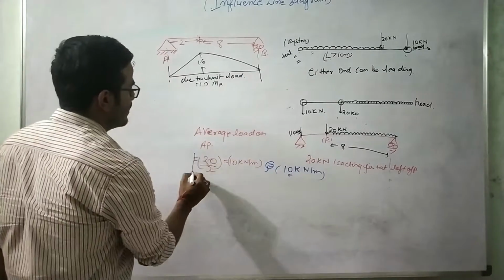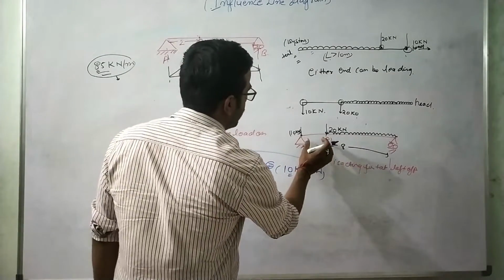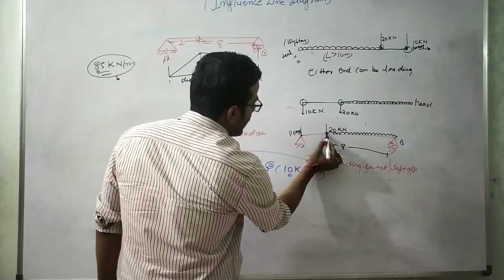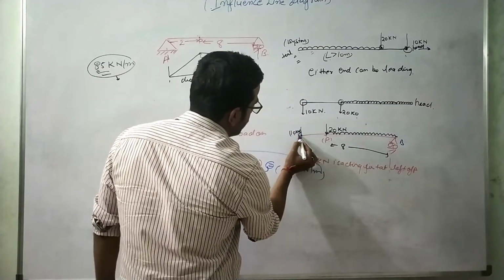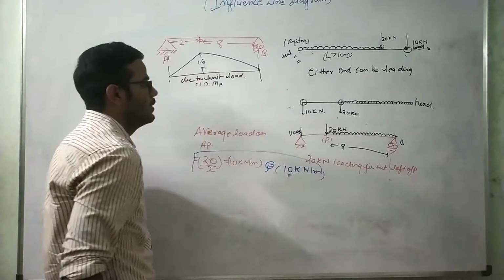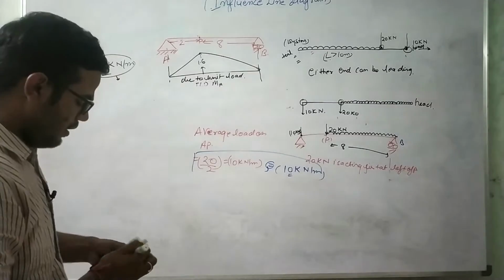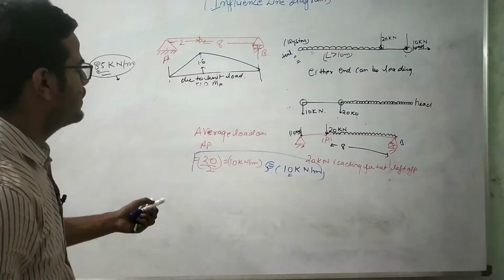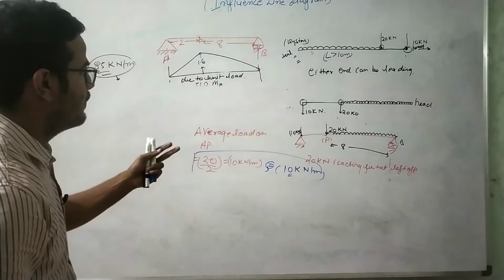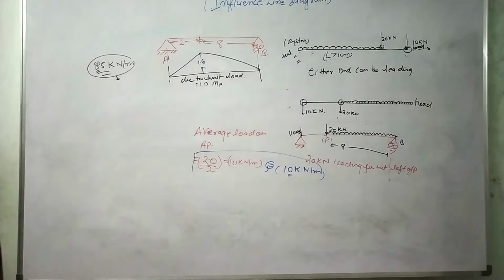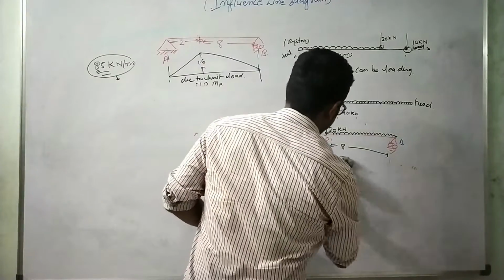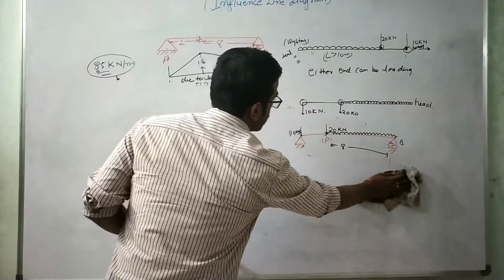So you can say that this condition is satisfied, that the average load on AP is equal to the average load on PB. So if this is acting on the left side, this load will move just left of the support and leave the beam, right? Now if I need to calculate the maximum moment for this load condition, let us do that.